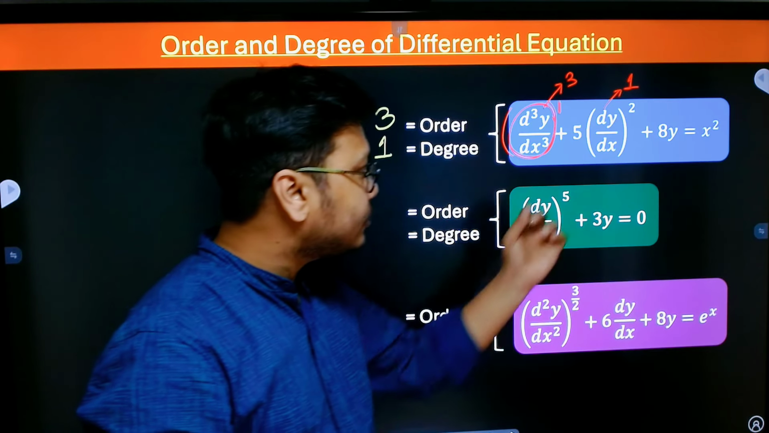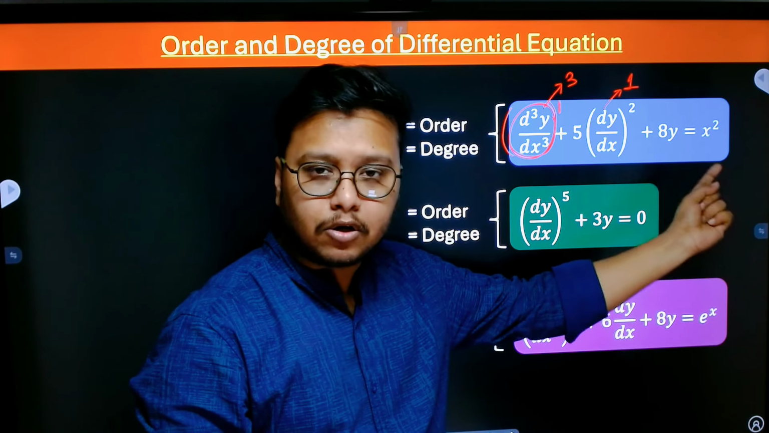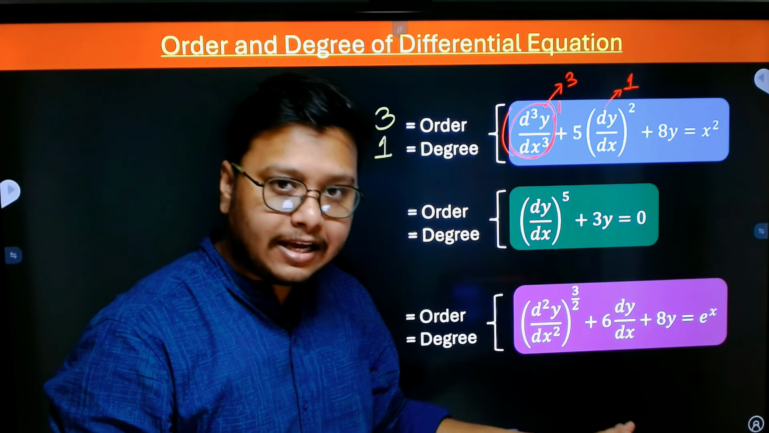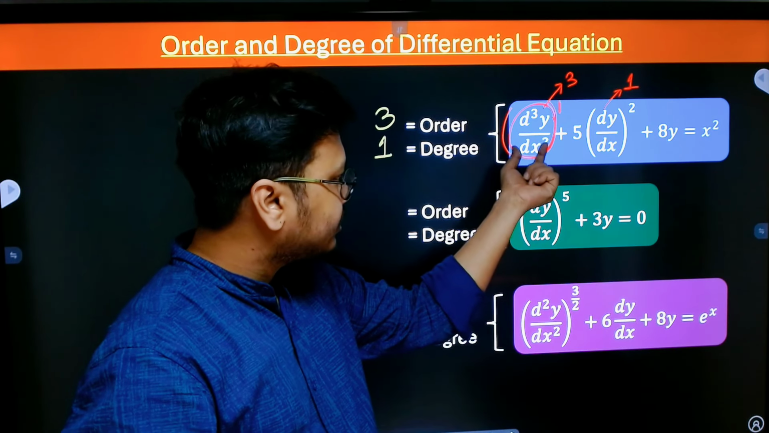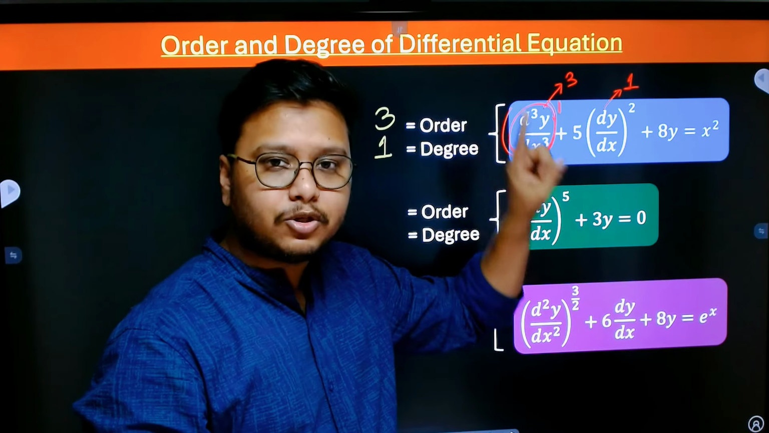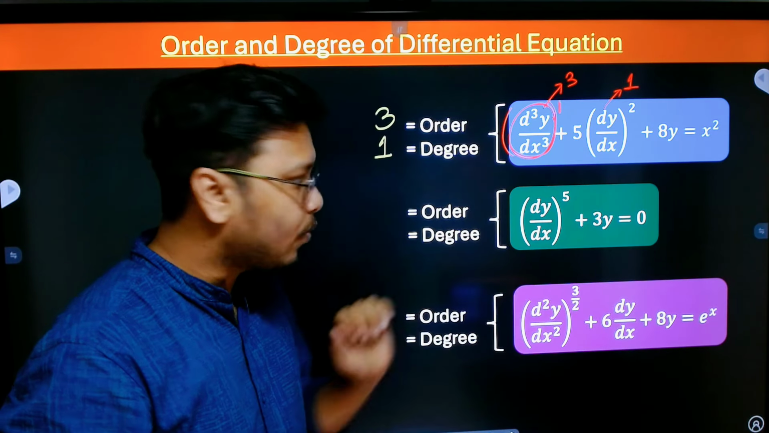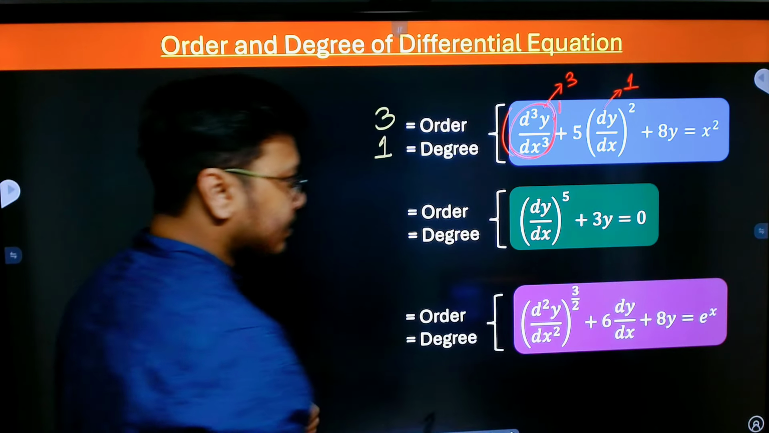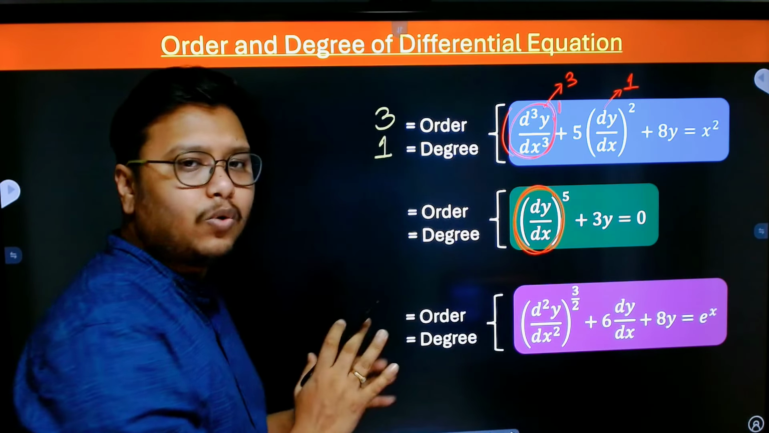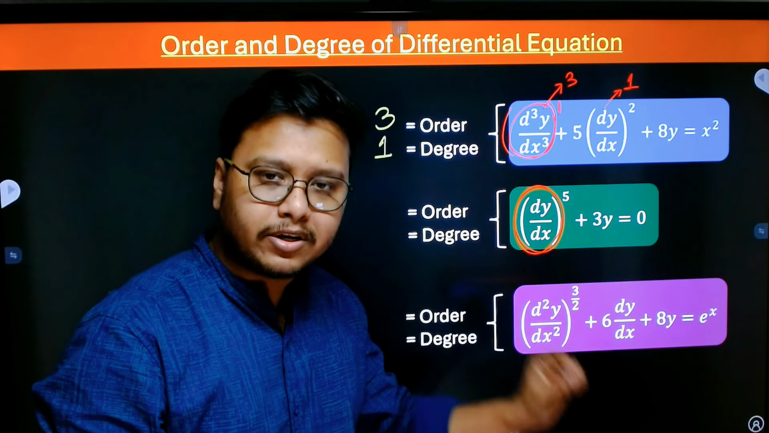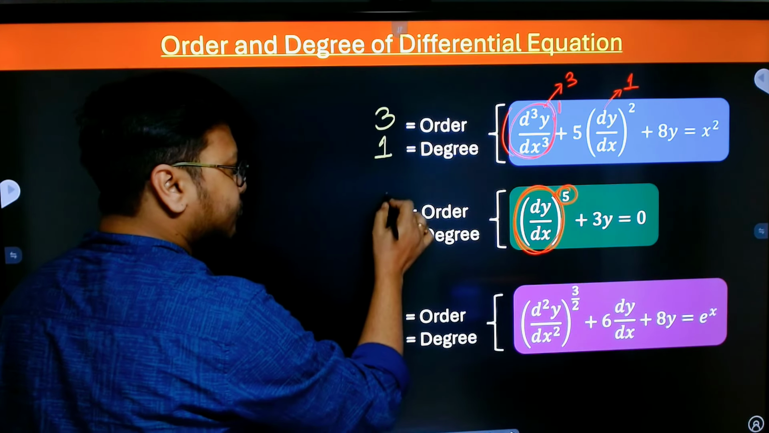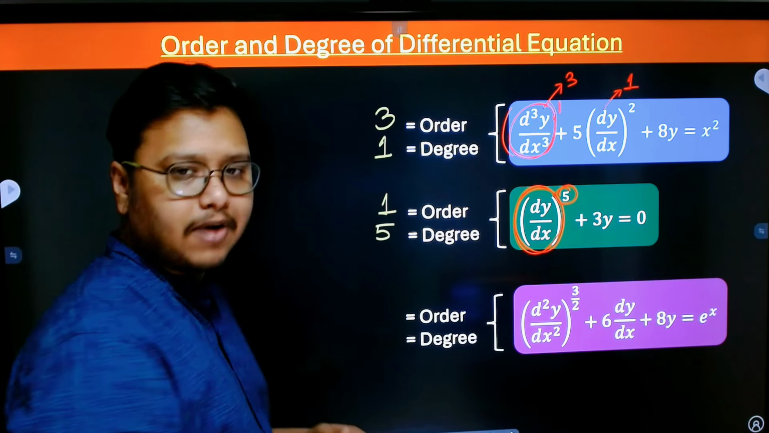Degree is not the highest power available of any order. It must be the power of the highest order. So the highest order is third order in this differential equation and the power of that particular term is 1. So degree is going to be 1. If we look at the second example, here we can see that the derivative present is only dy/dx. That means only the first order derivative is present and its power is 5. So this is first order and degree is 5, right?